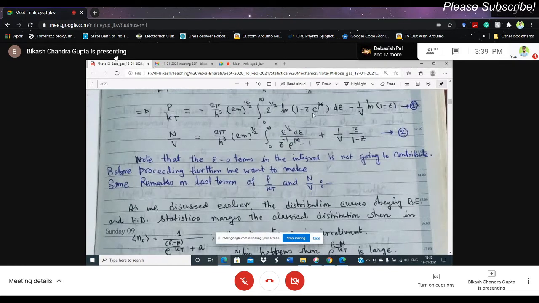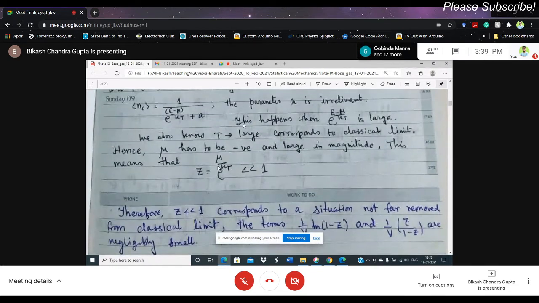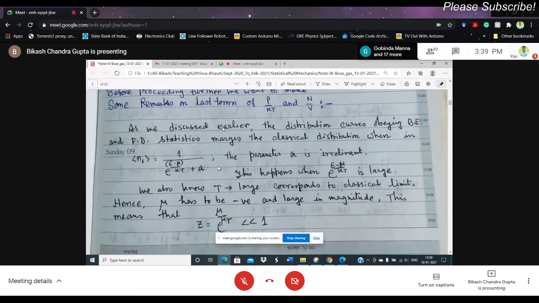I had already explained that in this case, the epsilon 0 term is not going to contribute from this integration. We have already taken that into account here. Now, as we discussed earlier, the distribution curves obeying BE and FD statistics merge into the classical distribution when... in this case, this parameter A is irrelevant, right? Because the Maxwell-Boltzmann distribution is a classical distribution.